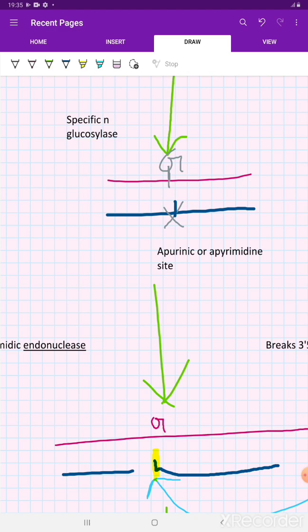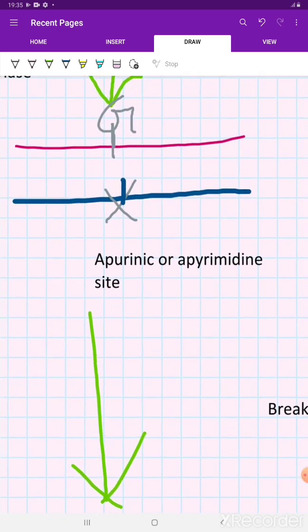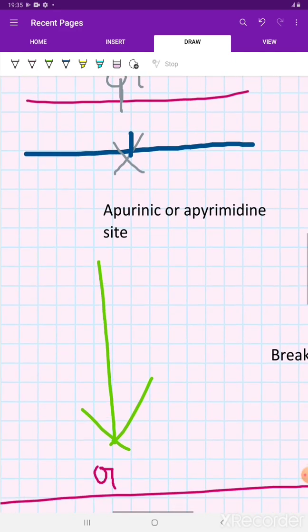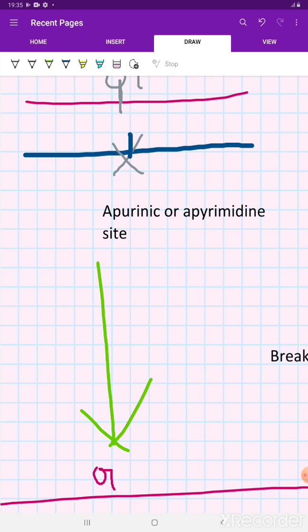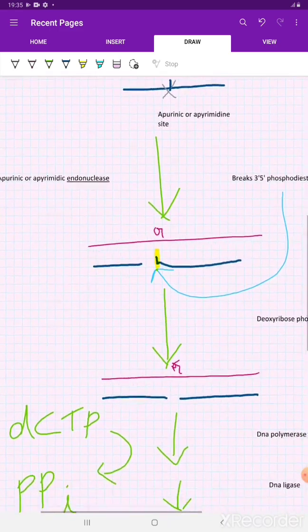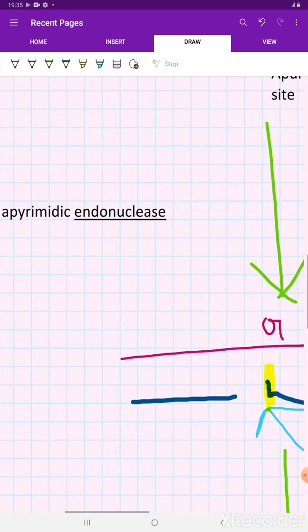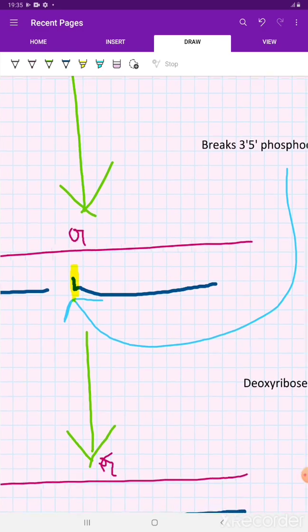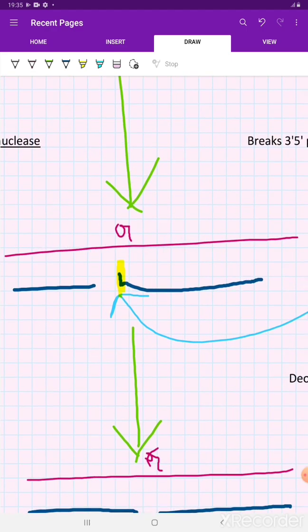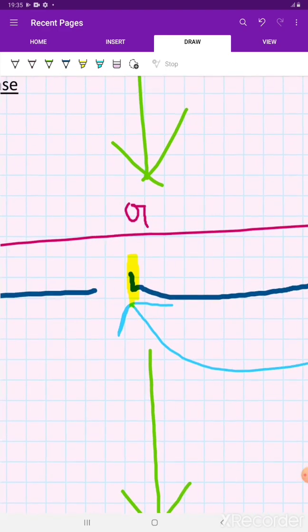So as a result, an apurinic or an apyrimidinic site is formed, as it is marked by a cross mark in this diagram. Now, as in our general principle, an apurinic or apyrimidinic endonuclease will act, and that will break the 3' to 5' phosphodiester bond just prior to the cut uracil end. So it is cut there. The 3' to 5' phosphodiester bond of the parent base strand is now cut there.